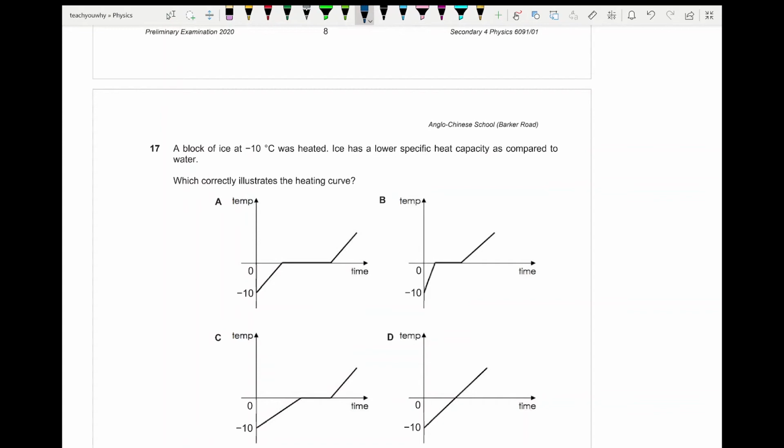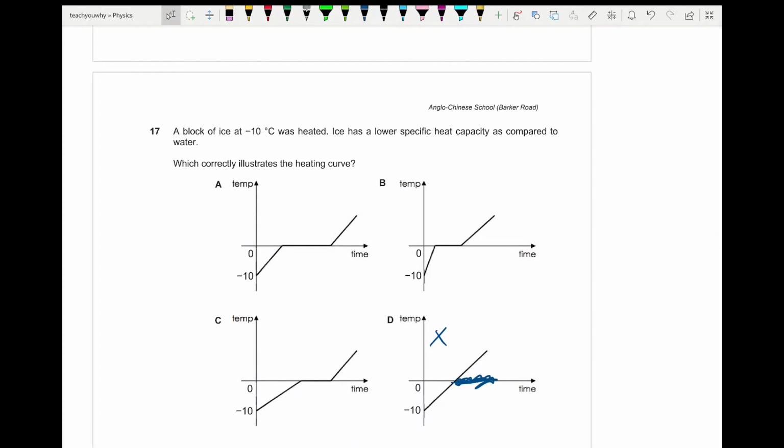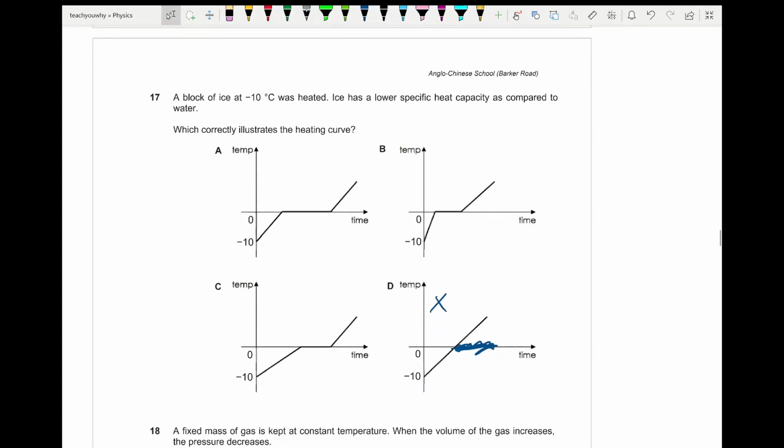A block of ice at minus 10 degrees C was heated. The ice has a lower specific heat capacity as compared to water. Which one correctly illustrates the heating curve? So let's see. Definitely D is out because there is no straight line here, because you need time to melt the ice. So let's see. Definitely C is out.